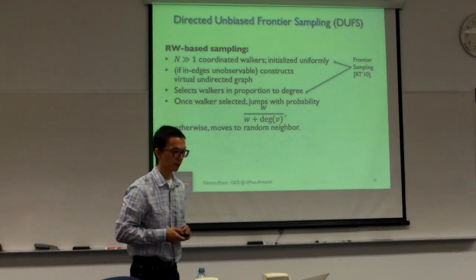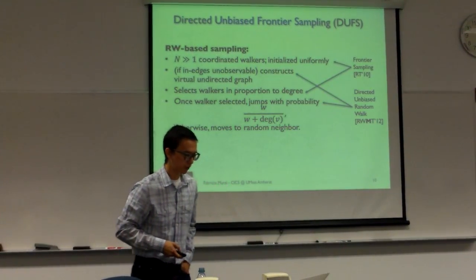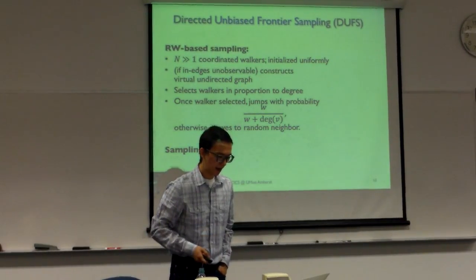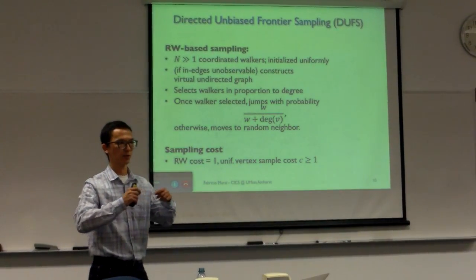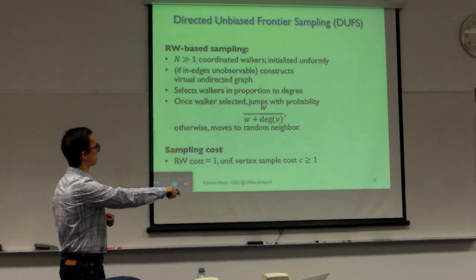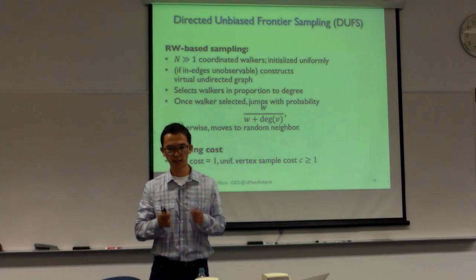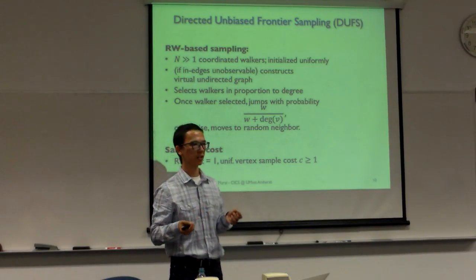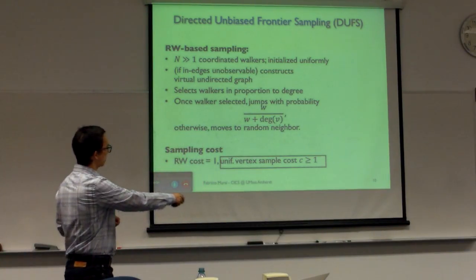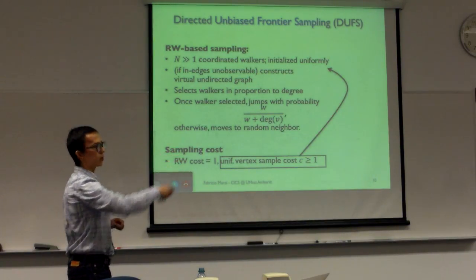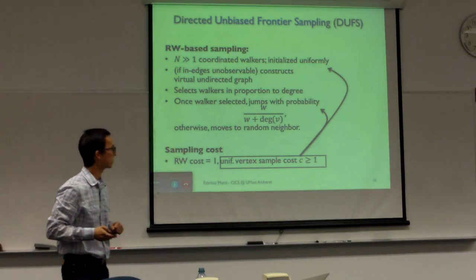So part of it is borrowed from frontier sampling, a method proposed for undirected networks. And part of it is borrowed from directed unbiased random walk. The sampling cost is set to be 1 whenever you move a random walk and observe a new vertex. And the cost of uniform vertex sampling is c for some constant c greater than or equal to 1, representing the fact that uniform vertex sampling is typically more expensive than moving a random walk on the graph. We incur this cost c when we initialize the walkers, and also when we perform random jumps. Okay? Is that clear so far?